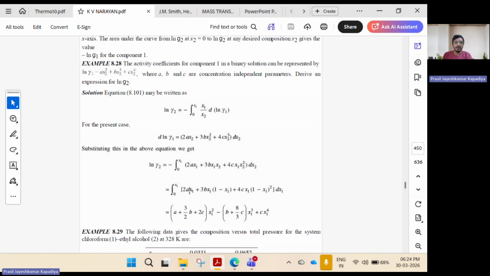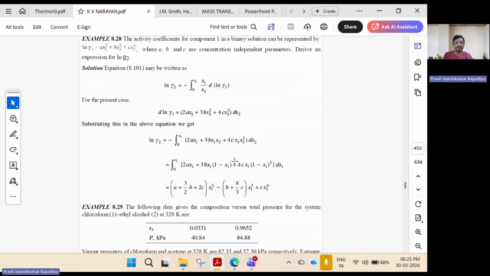So 2a x1 will be integrated as x1 square by 2. Here we will have to apply the chain rule, or we can just do x1 square by 2 minus x1 cube by 3. Similarly, this also I need to expand. When I am doing this and expanding, I can find this kind of relation. So what we are learning here is that if I know the expression of ln gamma 1, I can directly find the expression of ln gamma 2.